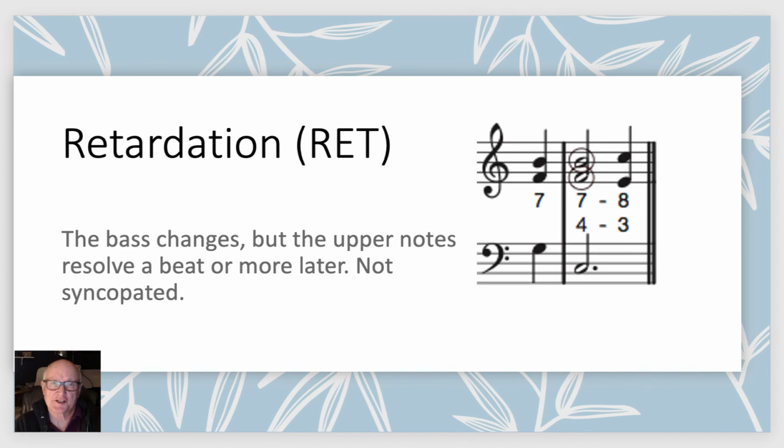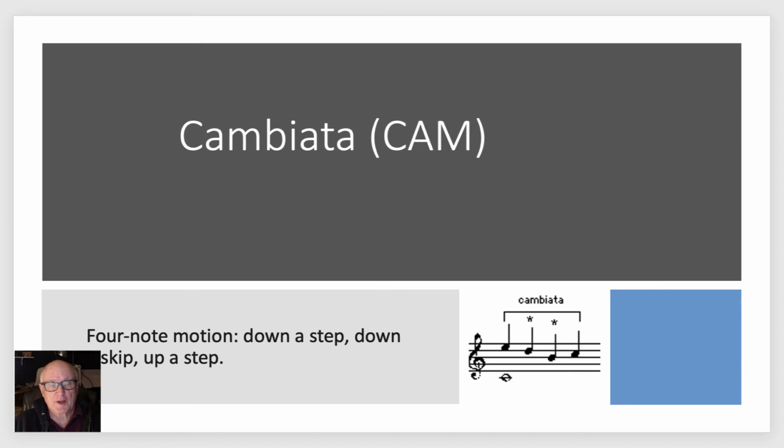Beautiful moment of dissonance to consonance at the end. Then we have the cambiata. That's a 4-note motion: down a step, down a skip, and then up a step. So in this case, let's say the line originally was a half note. There was a C in the bottom, E in the top, and it was going to land on a D.